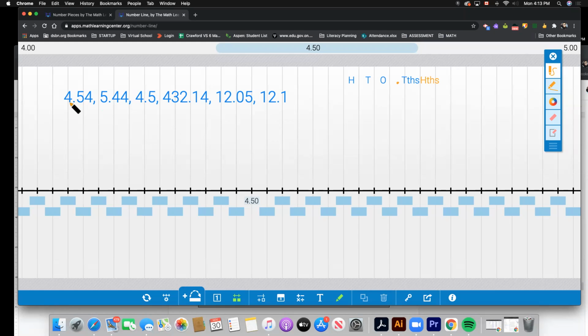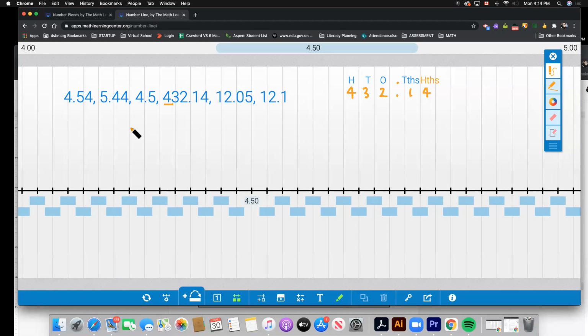I know 4.54 does not have 100. 5.44 does not have anything in the hundreds. 4.5 does not have anything in the hundreds. 432.14. Bingo. This has something in the hundreds. So I write 4, 3, 2, drop the decimal, 1, 4. I know that this is going to be the largest number. So it will be the last number I write.